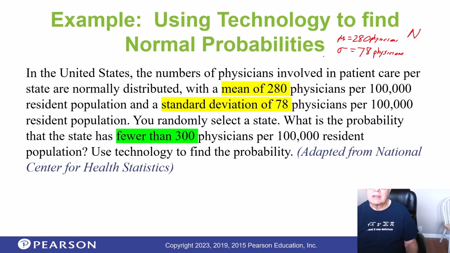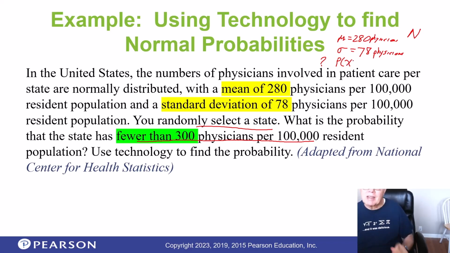Now, what do we want? We're looking for, if you randomly select a state, what's the probability the state has fewer than 300 physicians per 100,000? So what we want is the probability that the concentration of physicians in that state is less than 300. And I'll just shorten that to physicians. That's what we're looking for.